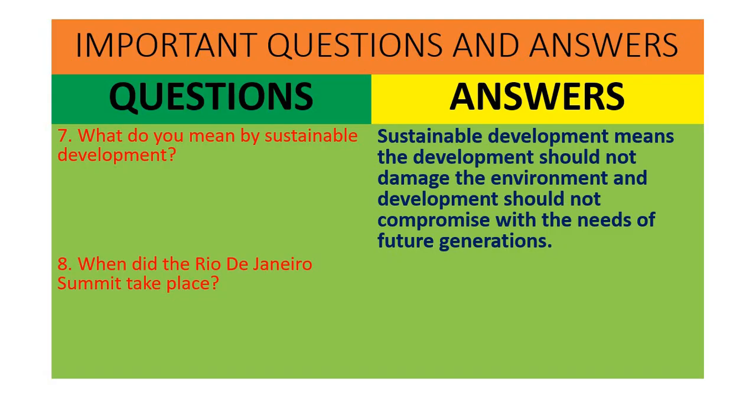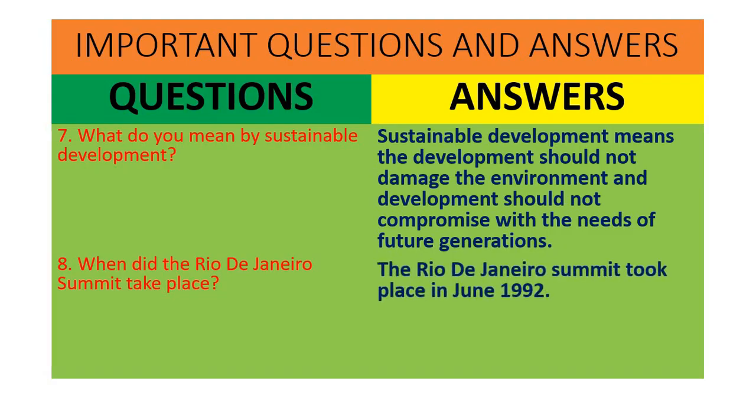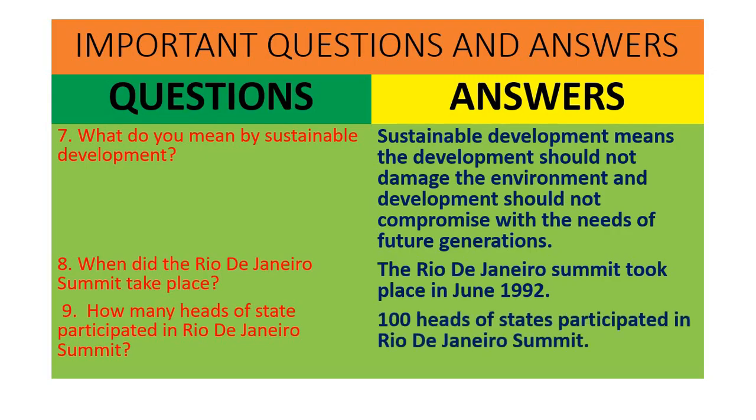When did the Rio de Janeiro summit take place? The answer is the Rio de Janeiro summit took place in June 1992 and the country was Brazil. Next, how many heads of states participated in Rio de Janeiro summit? The answer is over 100 heads of states participated in Rio de Janeiro summit.